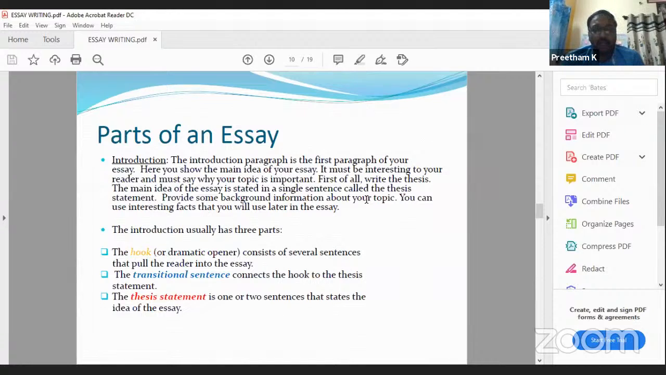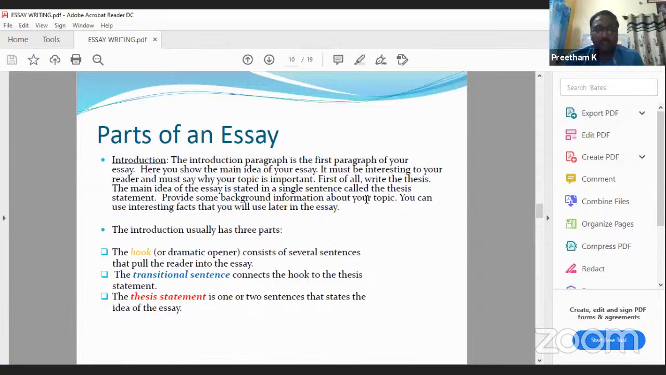Introduction. The introduction paragraph is the first paragraph of your essay. Here you show the main idea of your essay. It must be interesting to your reader and must say why your topic is important. First of all, write the thesis. The main idea of the essay is stated in a single sentence called the thesis statement. Provide some background information about your topic. You can use interesting facts that you will use later in the essay.